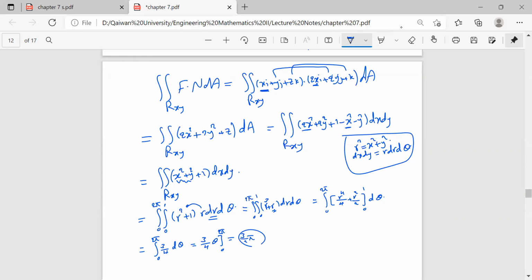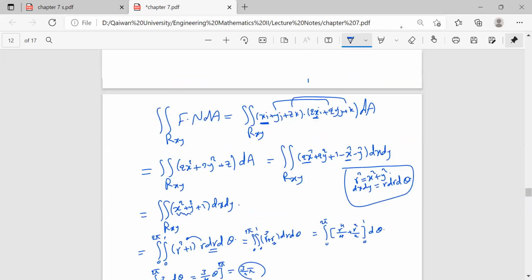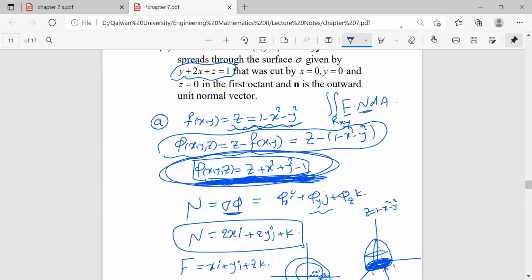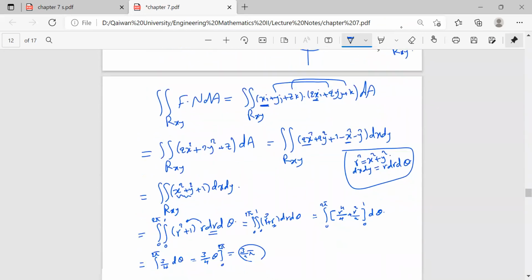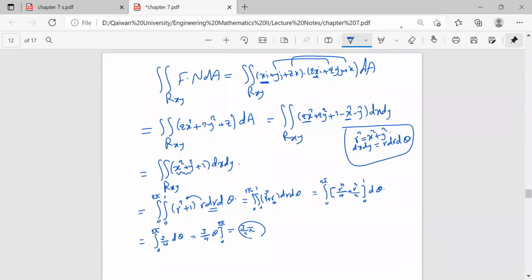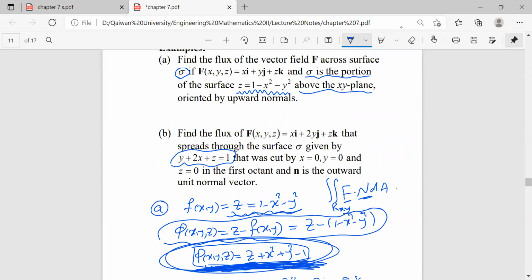Okay. So the most important thing here is to find the normal vector. The normal vector can be obtained from phi, and phi can be obtained from the surface. And then also converting the double integration to polar form and writing down the limits for the integration. That's all. It's for the first example. Now we have another example.